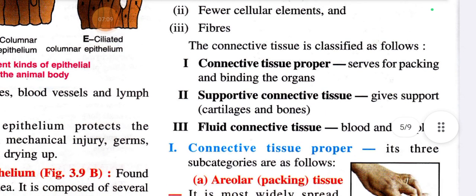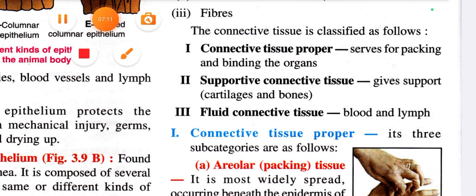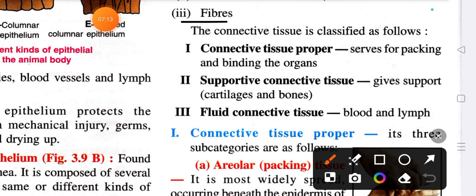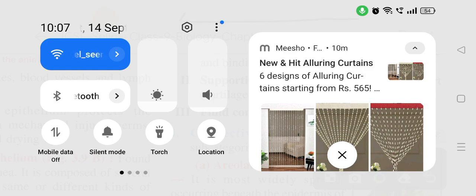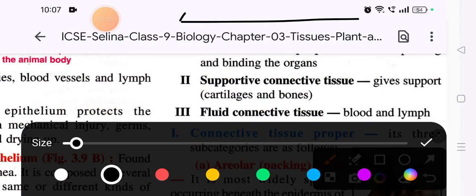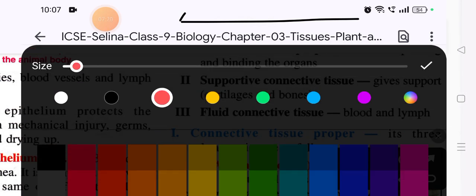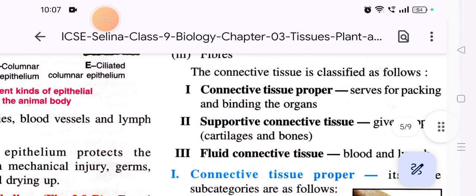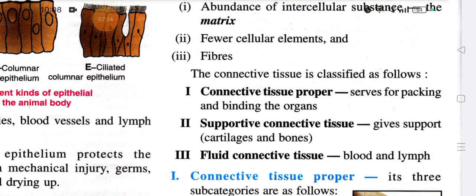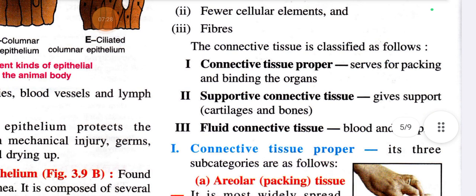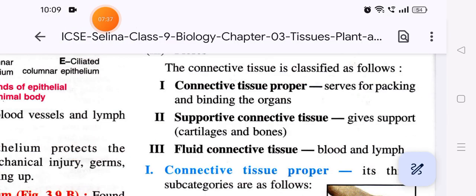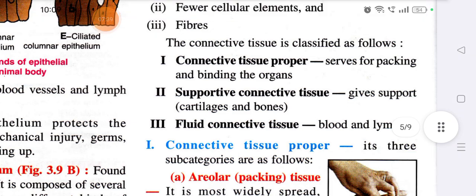The connective tissue is classified as follows. Connective tissue is classified into three main types. Now what are the types? See, the connective tissue proper serves for packaging and binding the organs. Next, supportive tissue gives support, like cartilages, bones and all. And fluid tissue means the blood or the lymph. Lymph means the fluid.